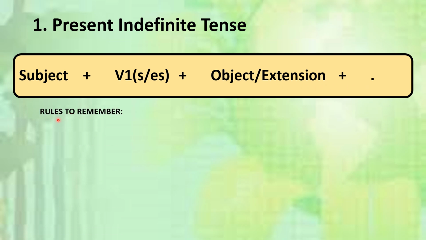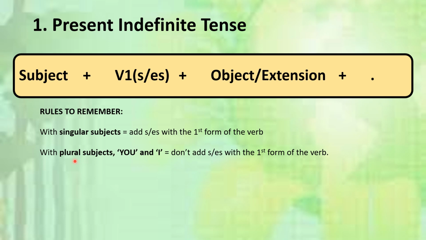You have to remember the following points. If your subject is singular, you should add s or es with the first form of the verb in your present indefinite tense. In case your subject is plural, or you or I, you need not add s or es with the first form of the verb. You will simply write the first form of verb.